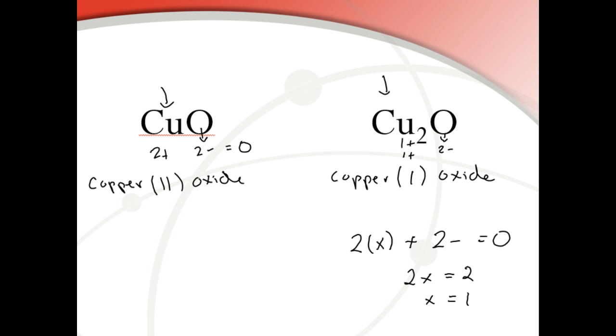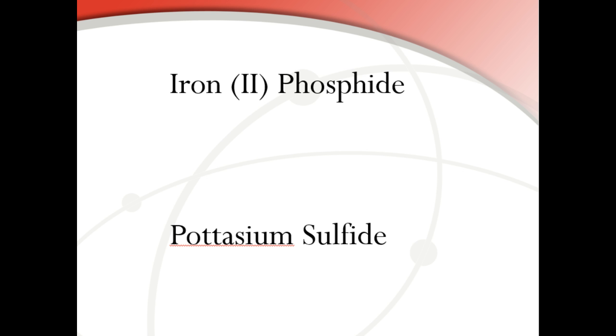The final thing we have to talk about is making formulas from the names. So we have copper 2 oxide, copper 1 oxide. Now let's look at a couple more names. We've got iron 2 phosphide and potassium sulfide. How do I find the formula from the name? Well, it's just like we did a second ago with the little switcheroo thing. Here, we've got iron, and the 2 tells us the charge, 2 plus. And phosphide, that's phosphorus, and remember, phosphorus has a 3 minus. Once we have those written out, we can do this little switch thing, and we get Fe3P2.